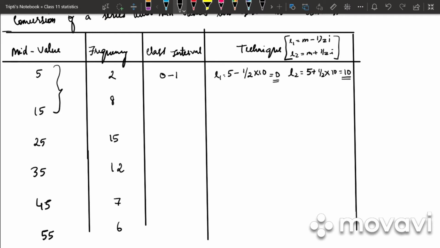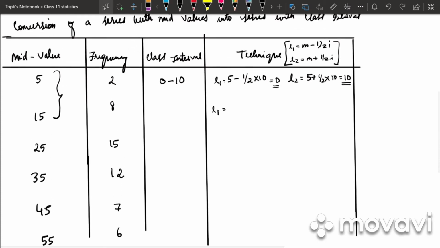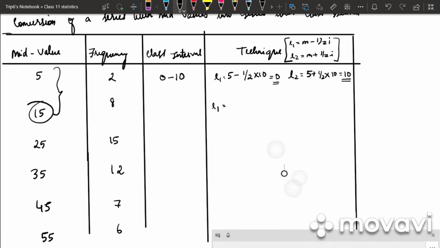So what will be our class interval? 0 to 10. Next we have the second one. For the second one again, what is L1? It is M. What is M? M is the mid value, that is 15.